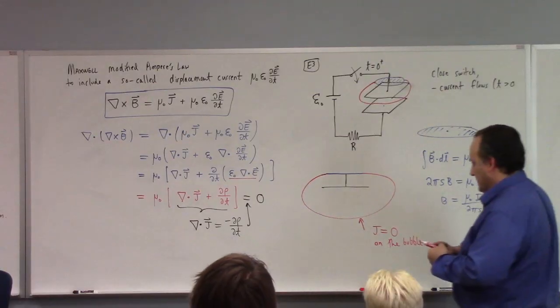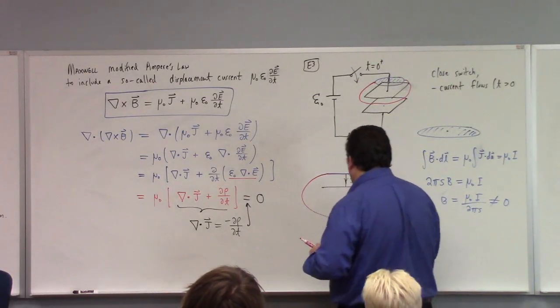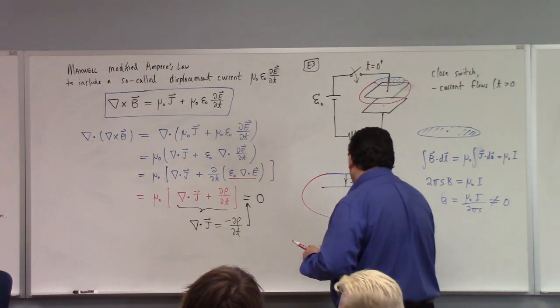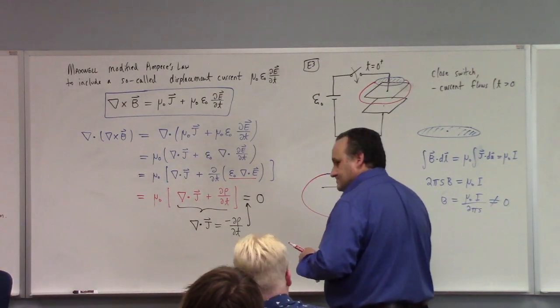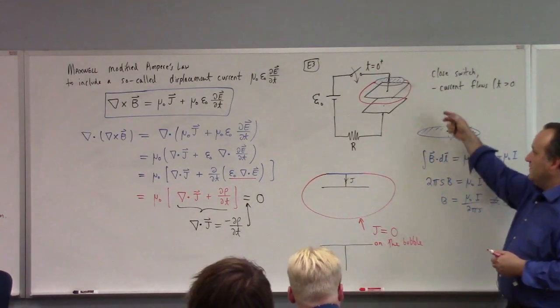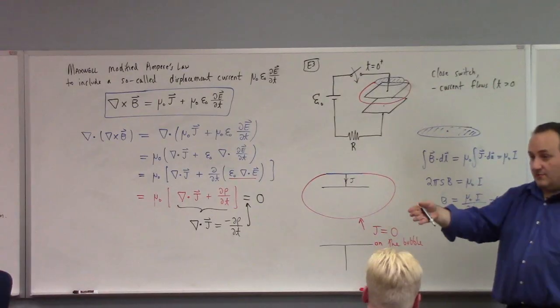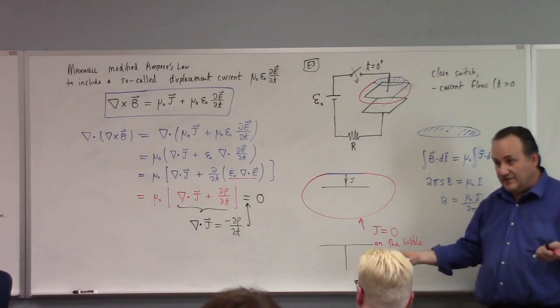Because the current only flows here, right? The other capacitor plate's down here, all right? So there's no current flowing through this red bubble. So if Ampere's law, without any correction, was true, we get a contradiction.